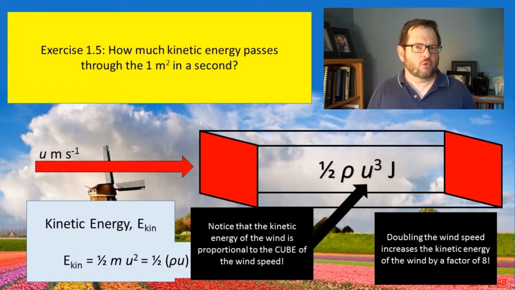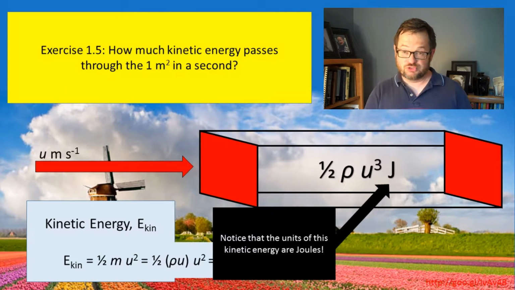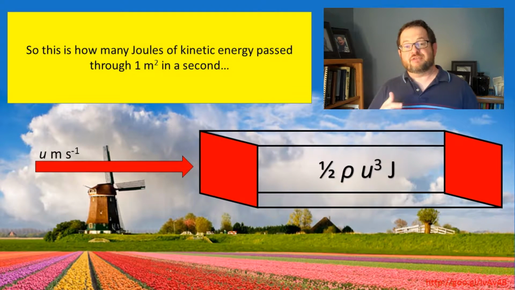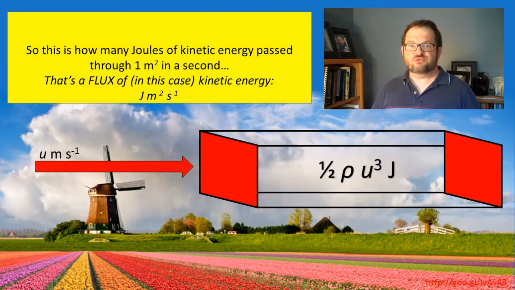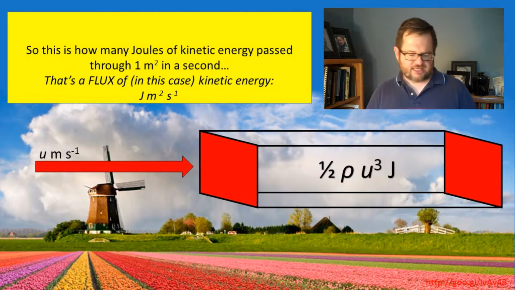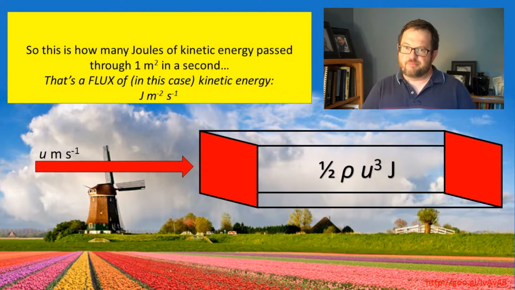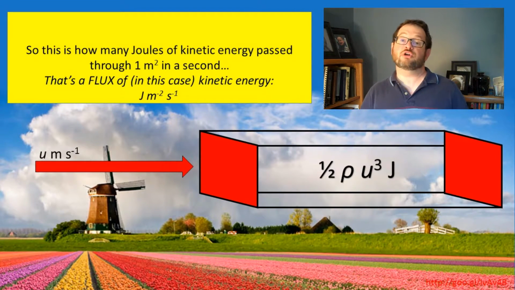That's going to have a lot to do with, of course, how we're going to decide where to put wind turbines and so on. Notice again, just to highlight it here, my units of kinetic energy are going to be joules. Units of energy are always best expressed in terms of joules. So this is how many joules of kinetic energy are going to be passing through 1 square meter per second. That is what we call in science a flux. That is a flux of, in this case, kinetic energy through that area. The units being joules of energy per square meter per second.